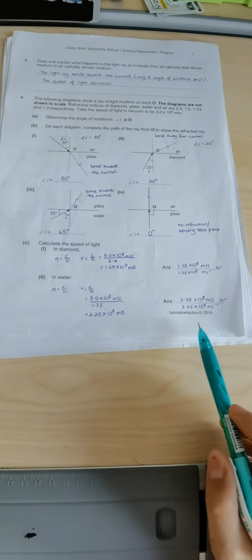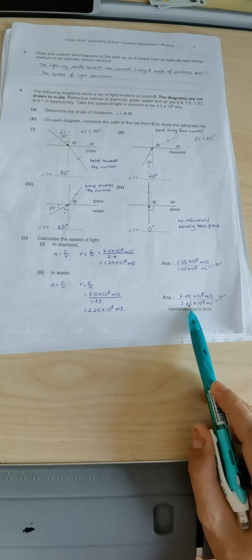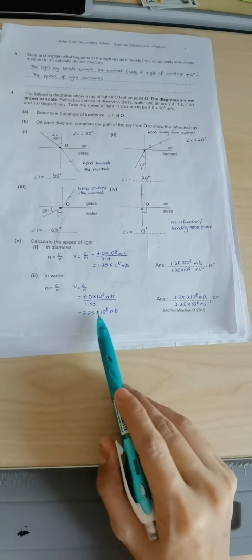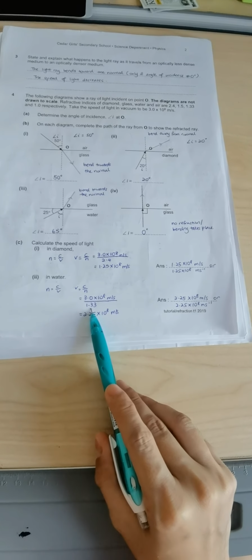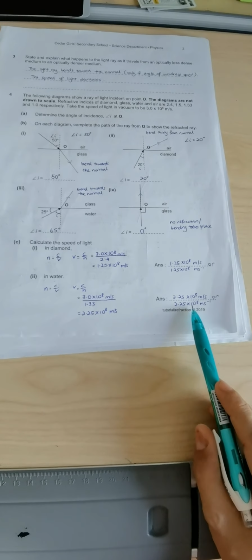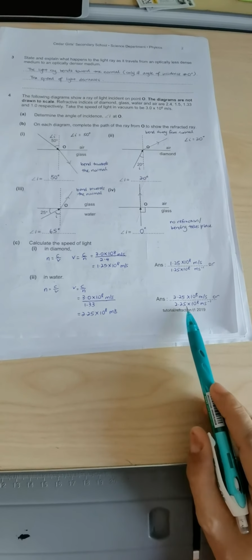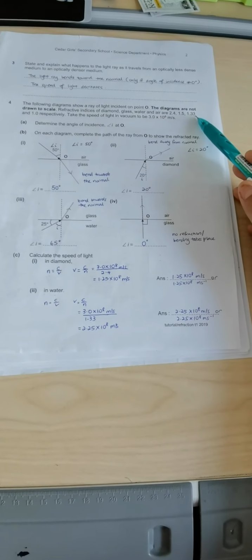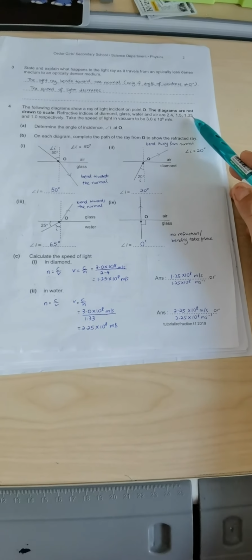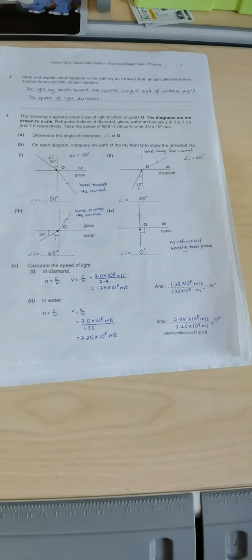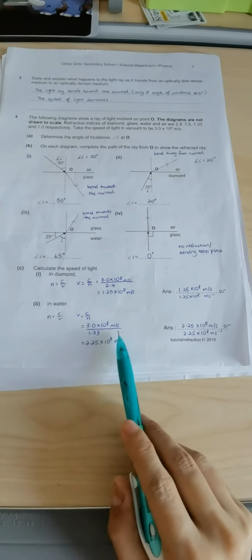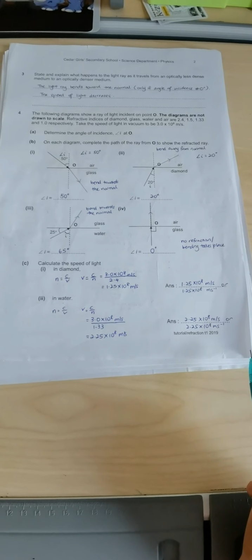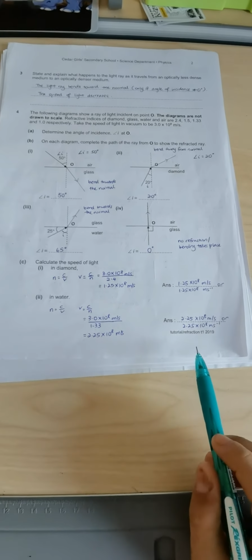Then the other question that most of you asked was this: rounding up to 3 SF, shouldn't it be 2.26? Yes, for this case, if you are using 1.33 in your calculation, you get 2.255 something. So your answer should be 2.26. However, if you are using the actual refractive index, 1.3333333 and so on, then you end up with the speed being 2.25. So both answers are accepted in this case.